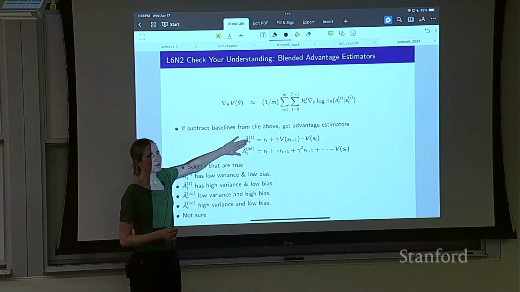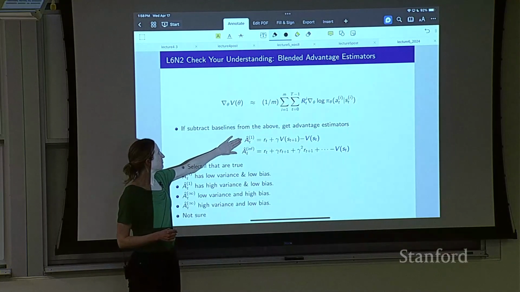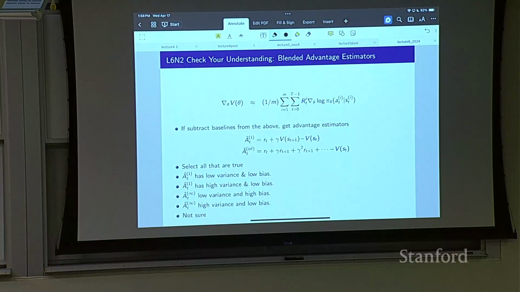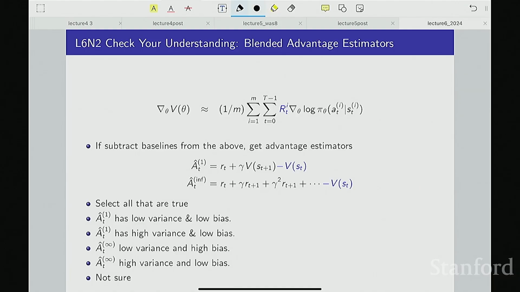Does somebody want to say why? The first one looks kind of like a TD0 update. So this one, A1, has low variance and high bias. Does anyone want to share why that is?